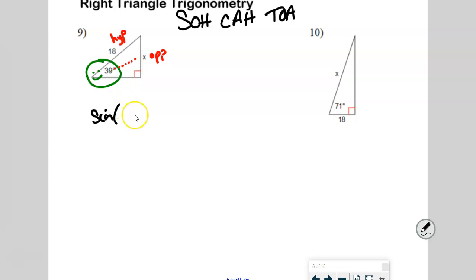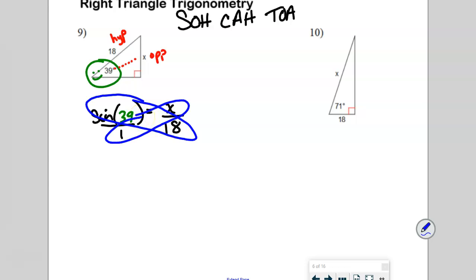So the sine formula says the sine of the angle, which is 39, equals, and then you have to follow the formula. It's opposite over hypotenuse. So opposite is x, and the hypotenuse is 18. And from here, you just got to trust your algebra brain. You have a proportion. So when I solve a proportion, we typically cross multiply them. So you're going to multiply by 18 over here on sine of 39.